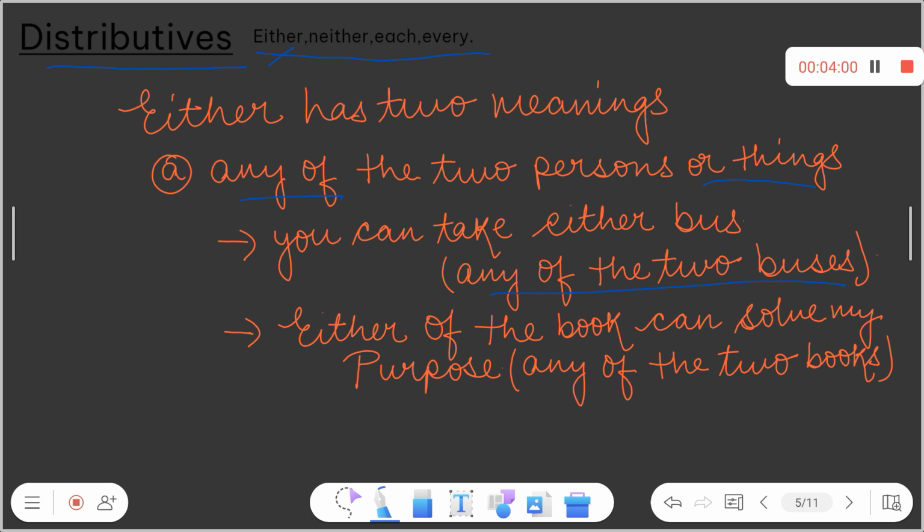So when I say, either of the books can serve my purpose, here also I'm talking about any of the two books. So I'm telling, either of the books can serve my purpose.